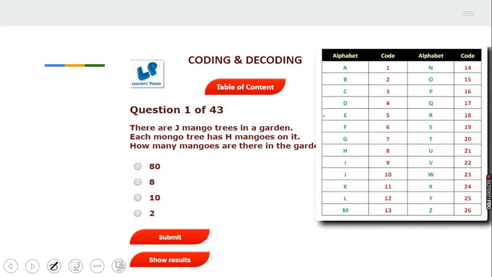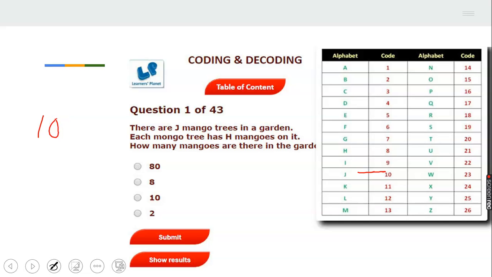So what we want to look at today is working sums with coded letters. In our previous lesson, you were also taught this one, where you are told that there are J mango trees in a garden. So you come to J. J is representing which number? That's 10. So it means there are 10 mango trees in a garden.